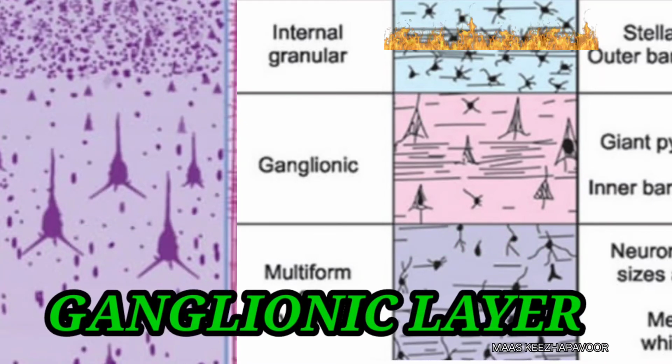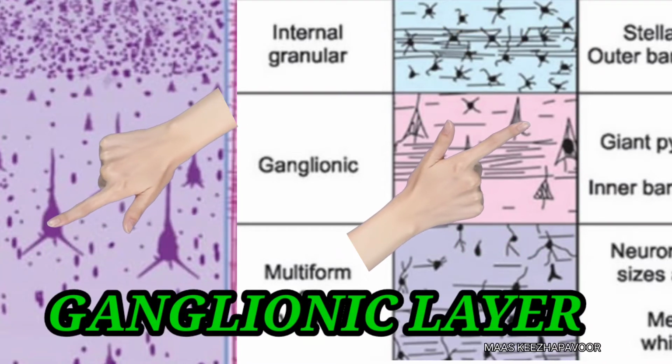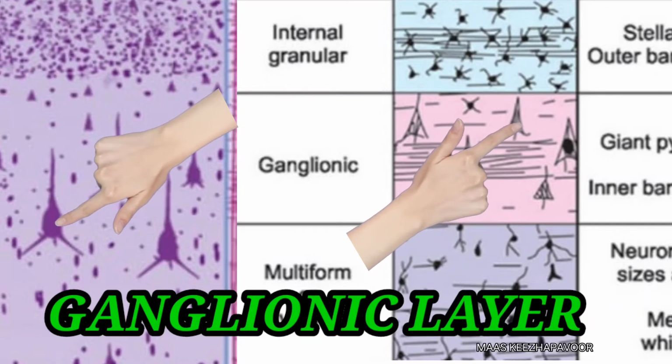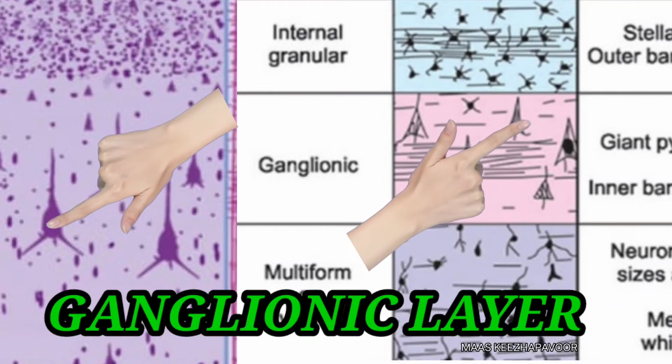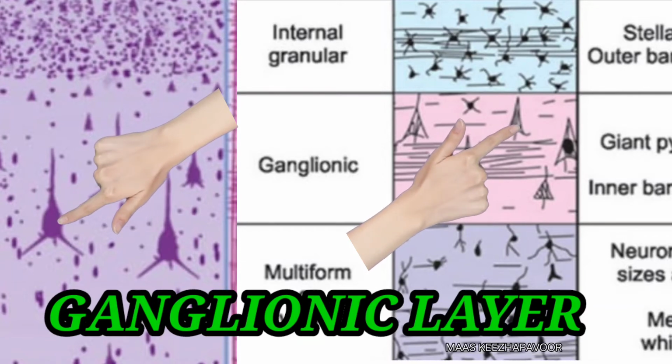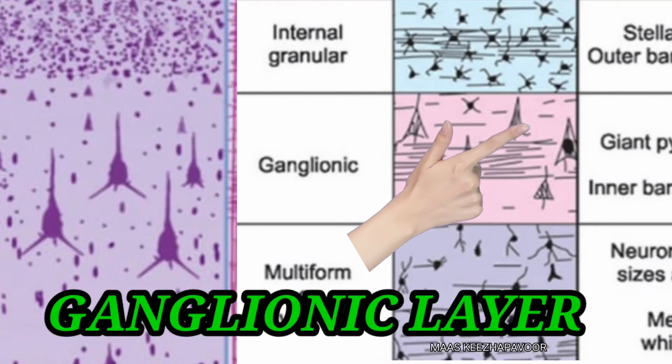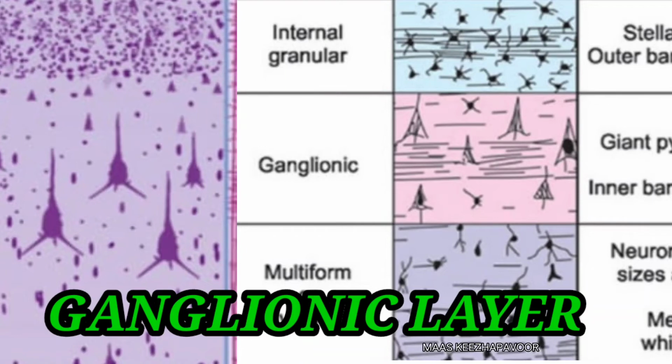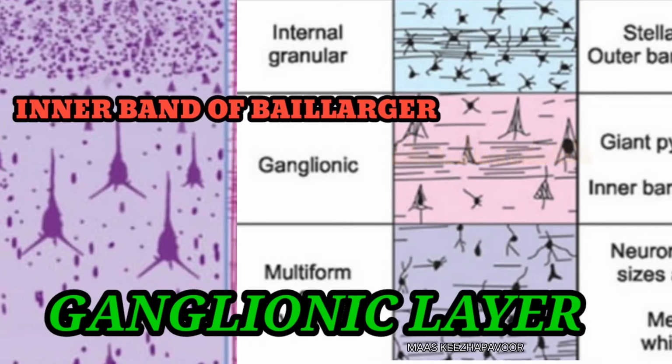The fifth layer is the ganglionic layer. In this layer, large pyramidal cells are present predominantly. These cells are known as giant pyramidal cells of Betz. Apart from these cells, few cells of Martinotti and stellate cells are also found in this layer. The inner band of Baillarger is seen in the ganglionic layer.